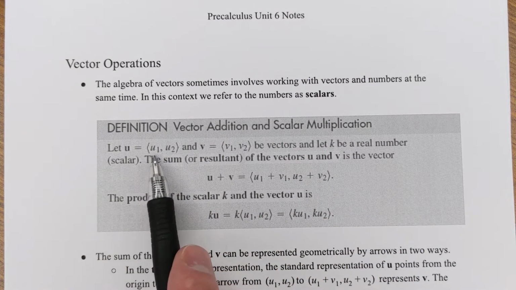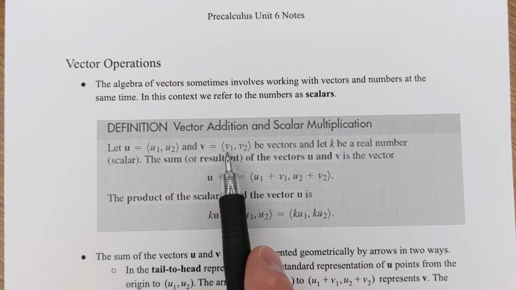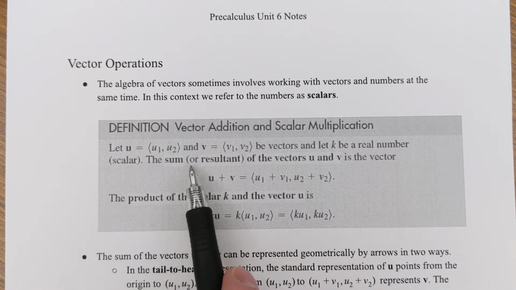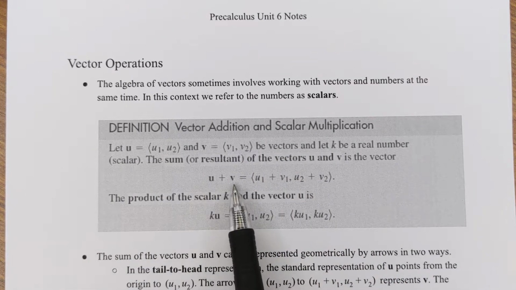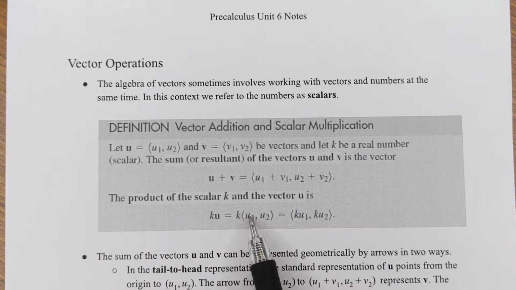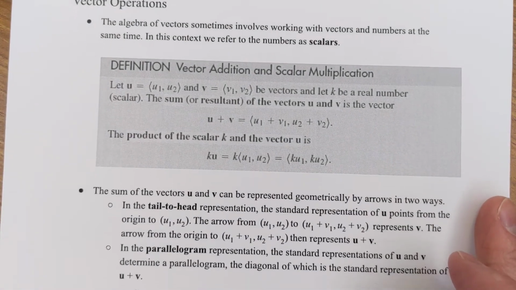Let u be some vector u1, u2, v be some vector v1, v2, and k be some real number, or a scalar. The sum of the vectors u plus v, you just add up the corresponding components. If you have a product, the scalar just distributes inside.